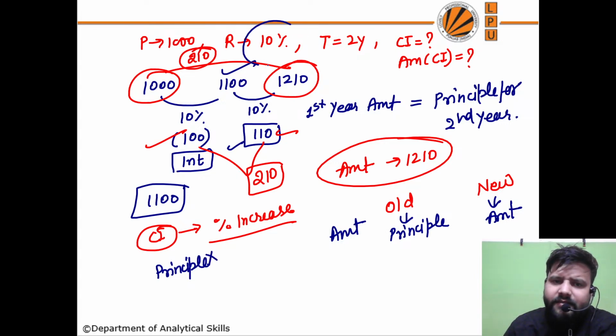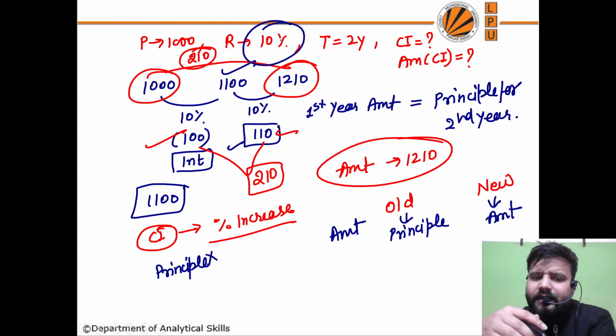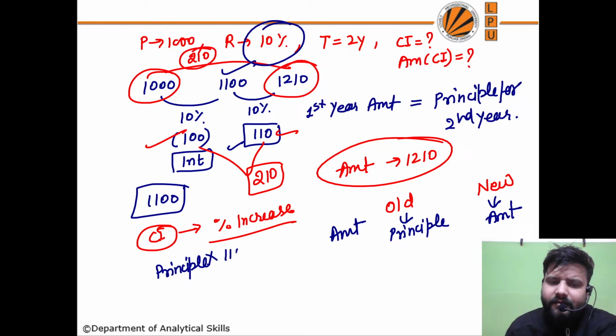Rate of interest is 10%. So let's say rate of interest is 10%. What fraction should I write here? It is percentage increase. After applying interest, always the amount increases. So I will be writing here 110 by 100 for the first year. For the second year, I have to again write it like this, and this will become our amount.